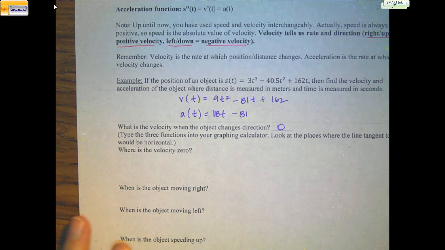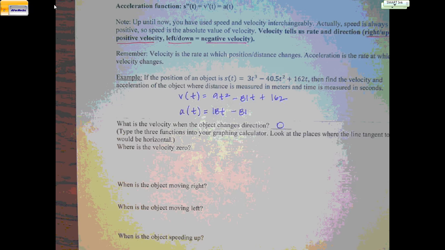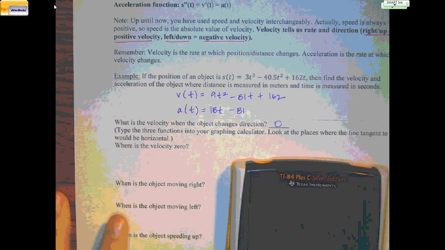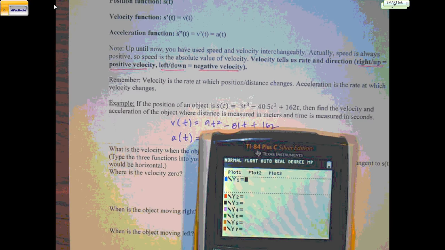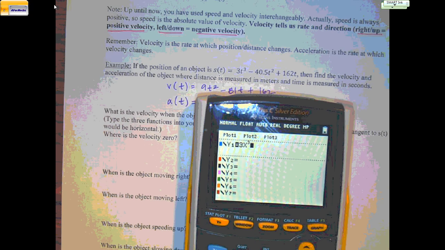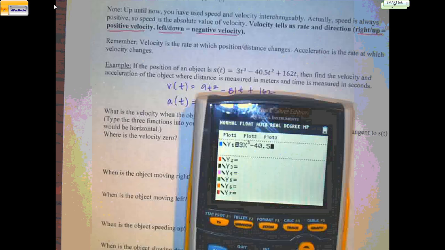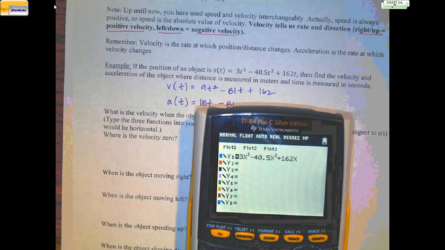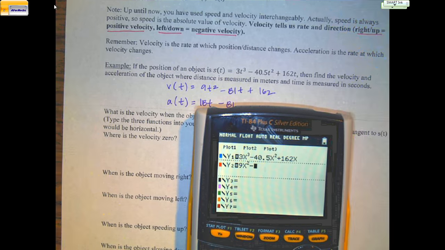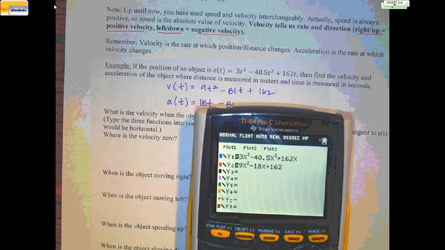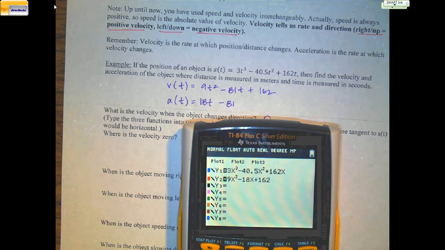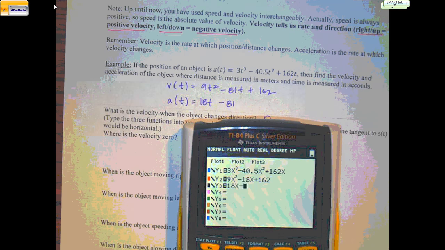So 0. We're going to go ahead and type these three functions into our graphing calculator so we can see the picture of the graphs. Let's put the position function in first for y sub 1. So I have 3x cubed minus 40.5x squared plus 162x. The second one is our velocity function, and it's 9x squared minus 81x plus 162. And then the last one is our acceleration function, which is 18x minus 81.